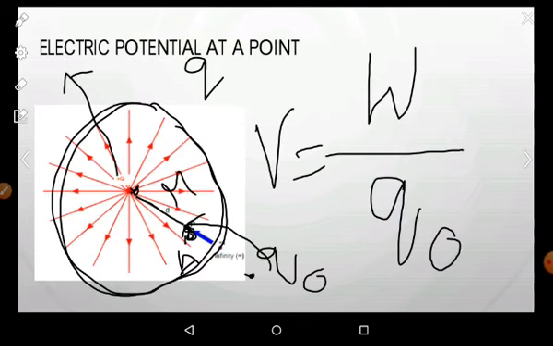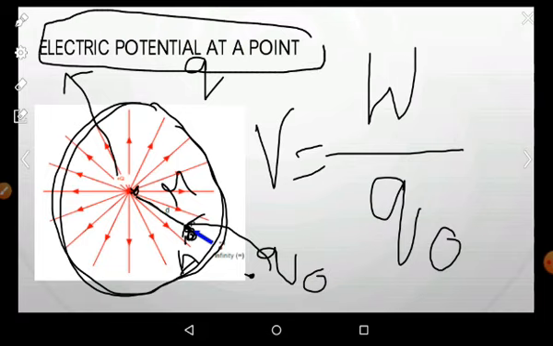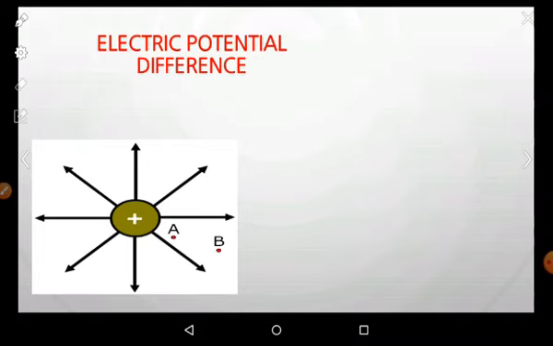Potential is the work done to bring Q naught, the charge which is outside, to a point within the field. Electric potential refers to the work done at one point. Potential difference is the work done to move, to displace the positive charge, which is considered Q naught, from one point to another point.